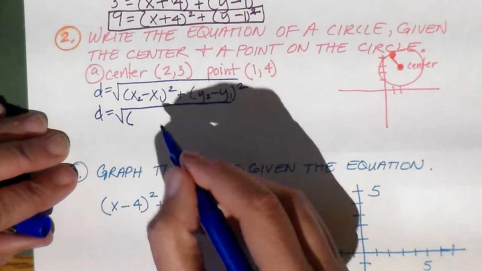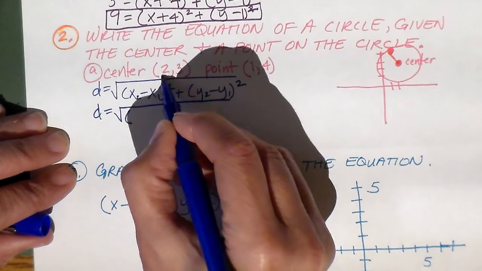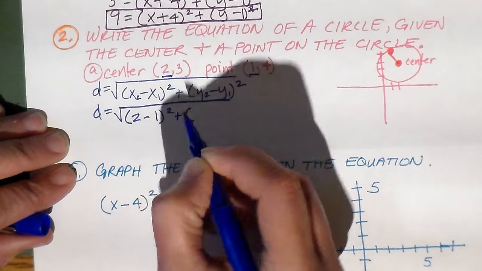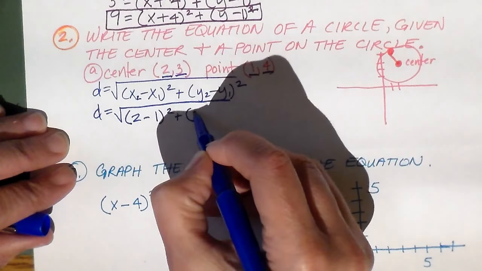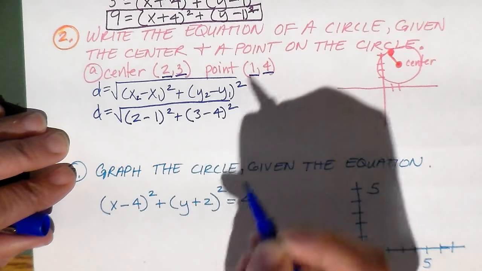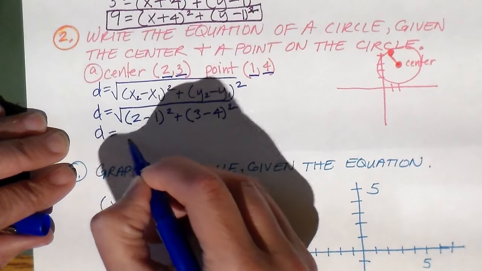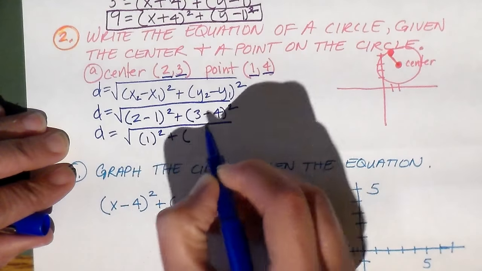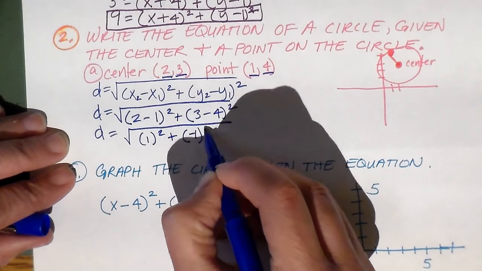And I've got my 2 points. What are my two x's? 2 and 1. So 2 minus 1 squared, plus my 2 y's, which are 3 and 4. 3 minus 4 squared. So then I'm going to continue on. 2 minus 1 is 1, so 1 squared. And 3 minus 4 is negative 1, so 1 squared.